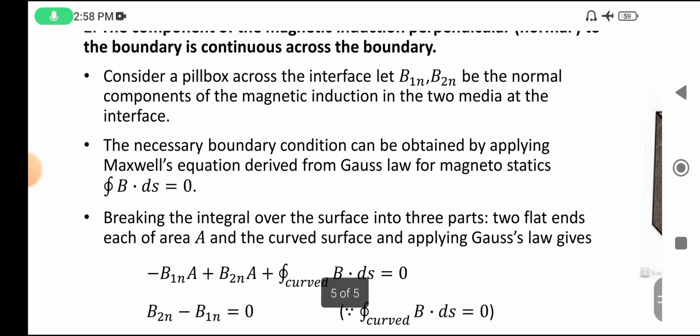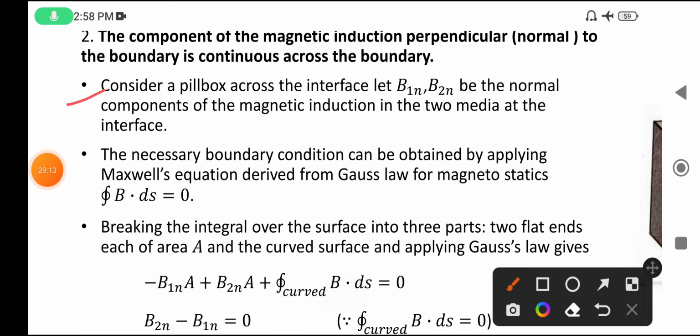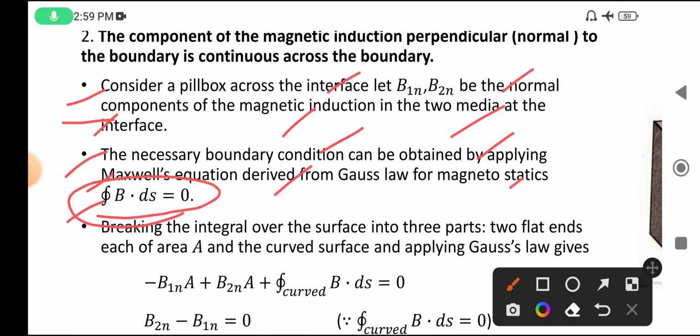How? See here. Consider a pillbox across the interface. Let B1n and B2n be the normal components of magnetic induction in the two media at the interface. The necessary boundary conditions can be obtained by applying the Maxwell equation derived from Gauss law for magnetostatics: integral B dot dS is equal to 0. So it is Gauss law in magnetostatics.